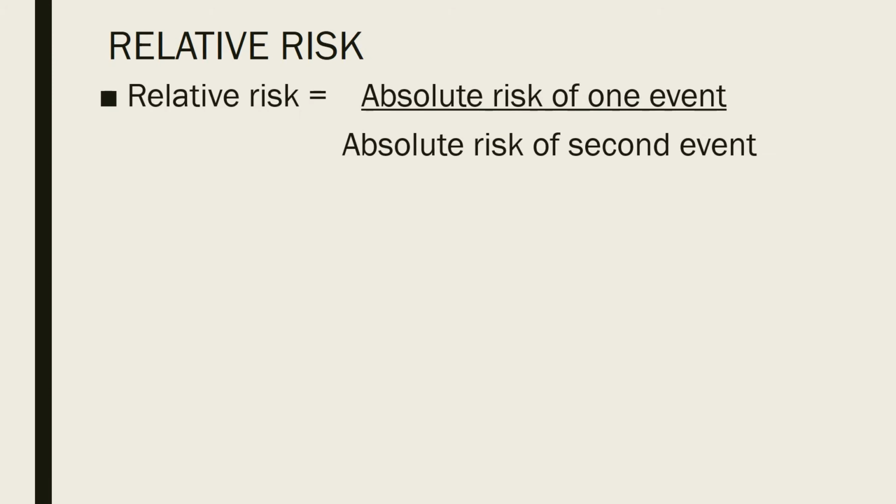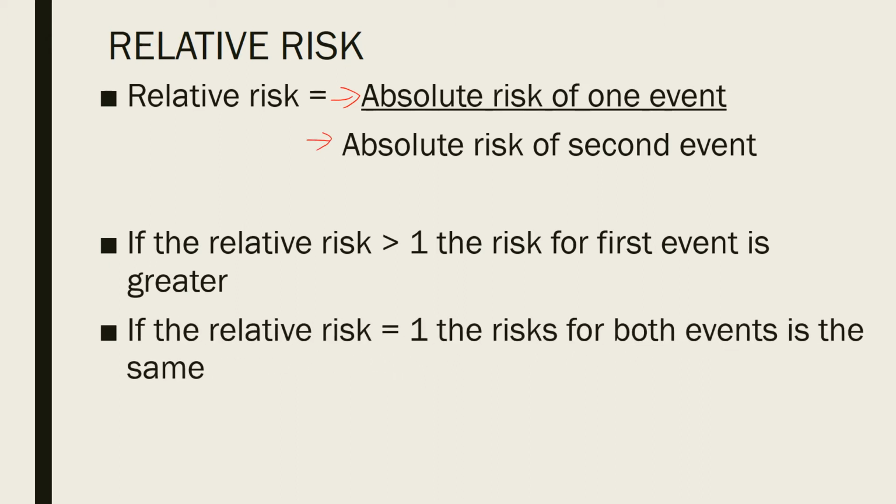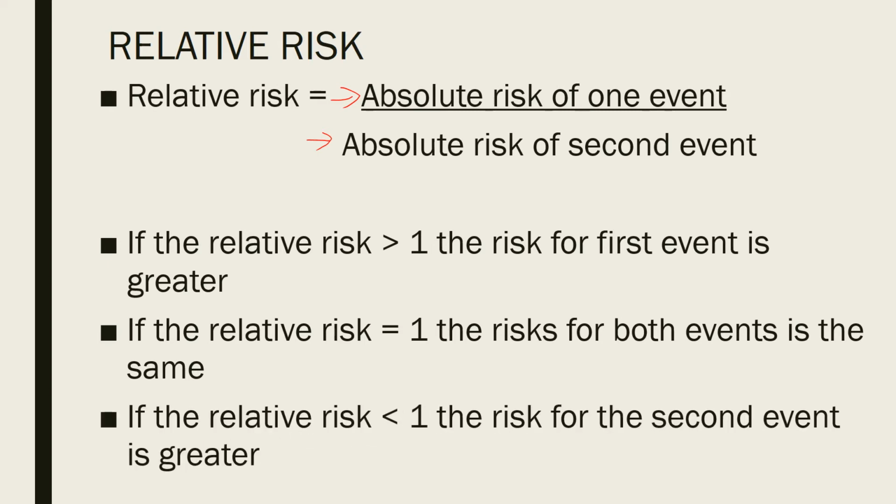So this is our relative risk, that's our formula. It's the risk or probability of one event divided by the probability of another event. If the relative risk is greater than 1, the risk for the first event is greater. So that means this top line here is greater than the bottom line. If it equals 1, then the risk for both events is exactly the same, because you're dividing one number by itself, which equals 1. If it is less than 1, the risk for the second event is greater. So that means this event on the top is smaller than this event on the bottom.